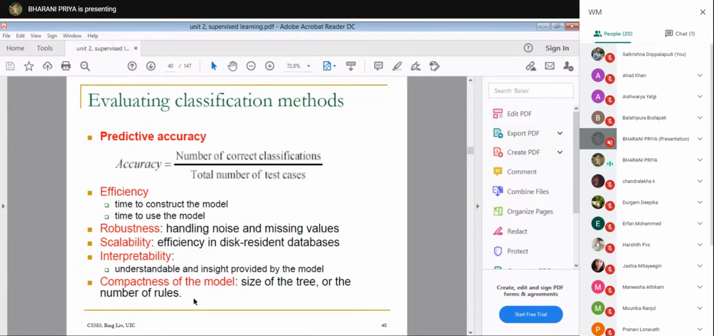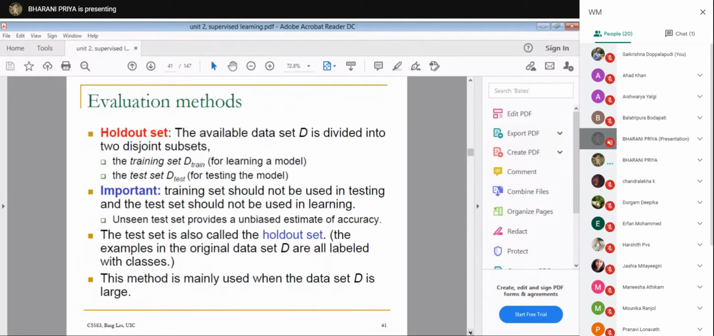And interpretability. When you are constructing a decision tree, if the decision tree is too deep, then understanding the tree is difficult, right? So the model should be simple and understandable. And when you are constructing rules, the rules should also be few, not too many rules should be generated.